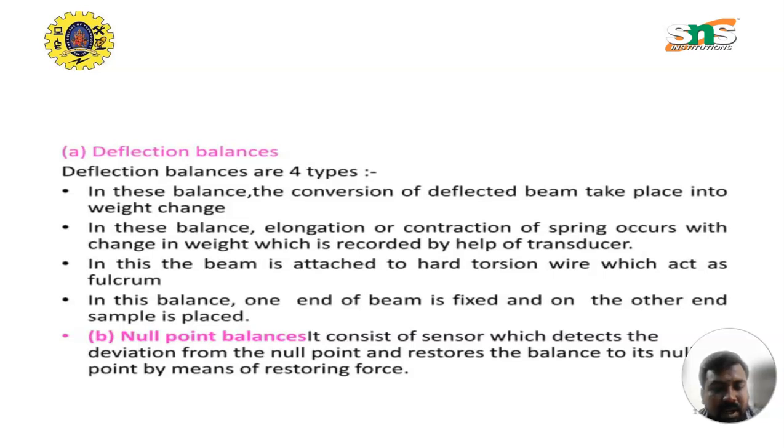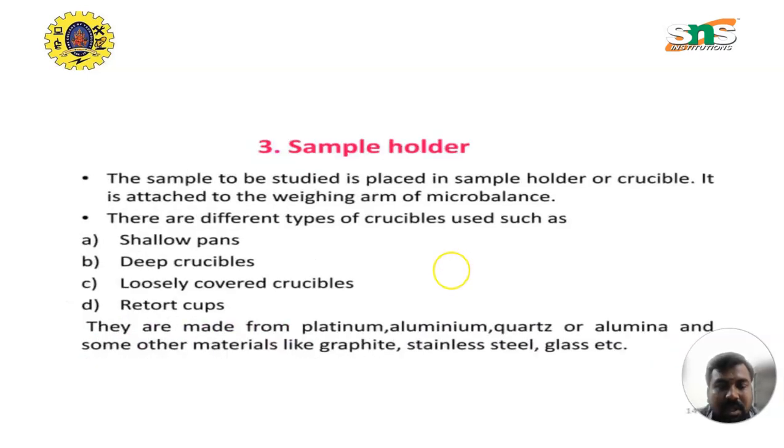The second type is null point balances. It consists of a sensor which detects the deviation from the null point and restores the balance to its null point by means of the restoring forces.